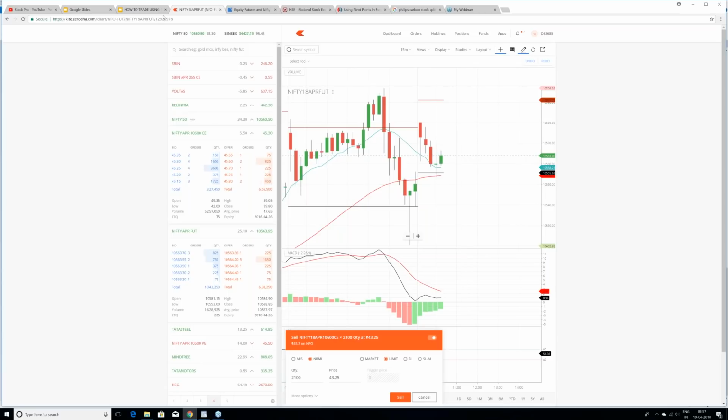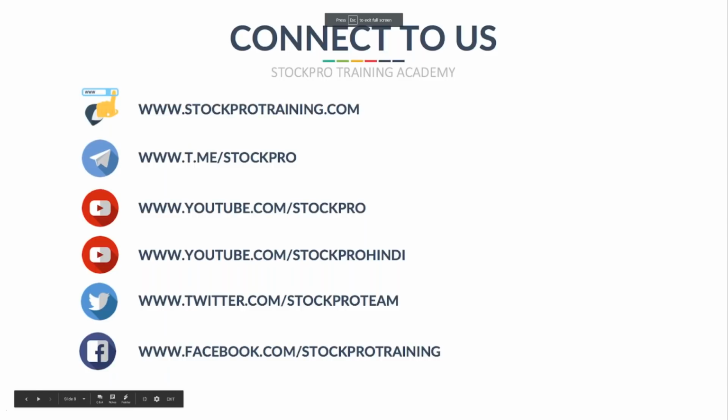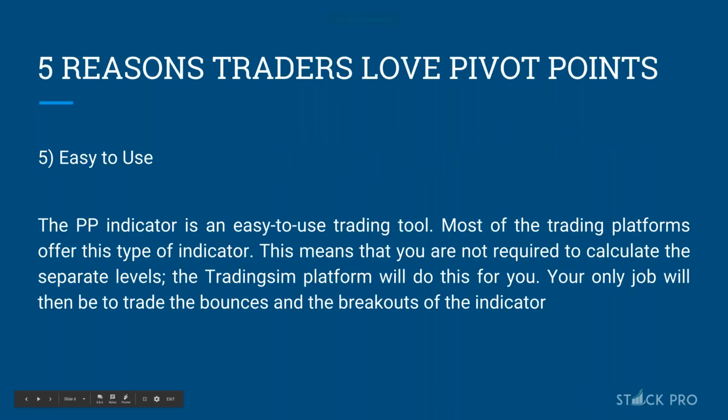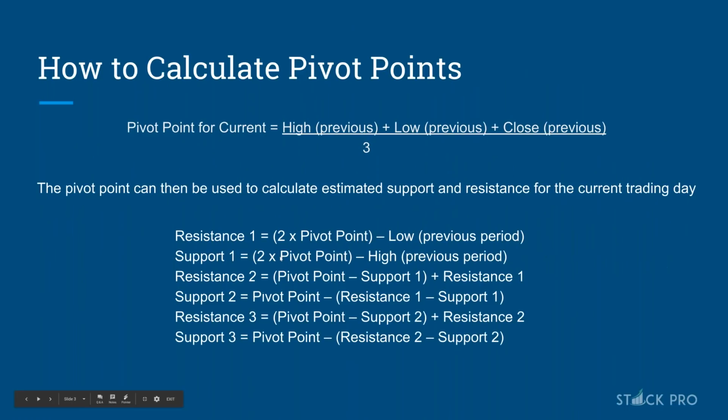So once again, quickly, I'm just going to reiterate the whole thing that we have discussed today. Let's go back. So first and foremost, how do you calculate pivot points? It's previous day's high plus low plus close upon 3, and then you calculate R1, R2, R3, S1, S2, S3. In all, there are 7 levels of trading, and trust me, they are respected.